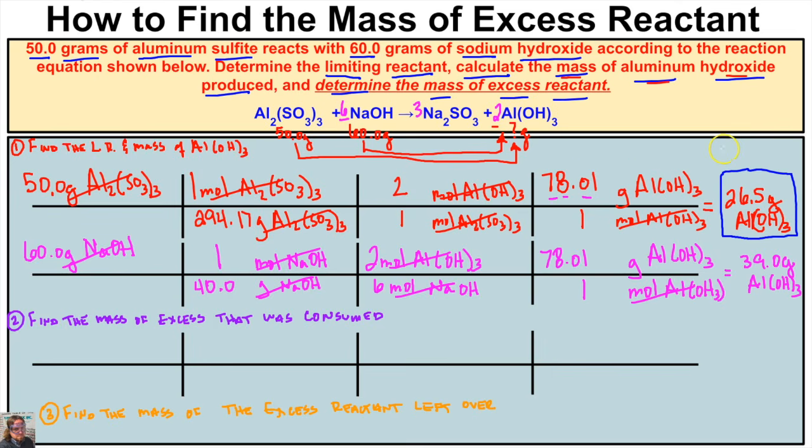So which of the two reactants here is the limiting reactant? The limiting reactant here is our aluminum sulfite. So Al2(SO3)3 is the limiting reactant.